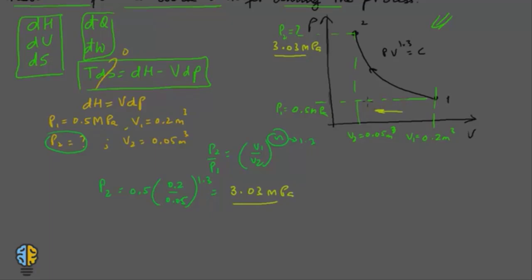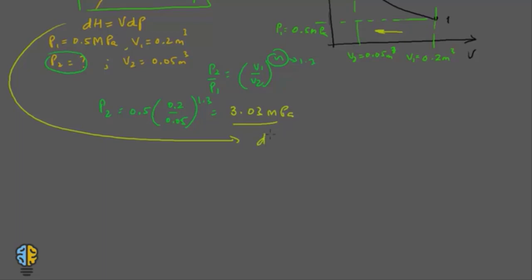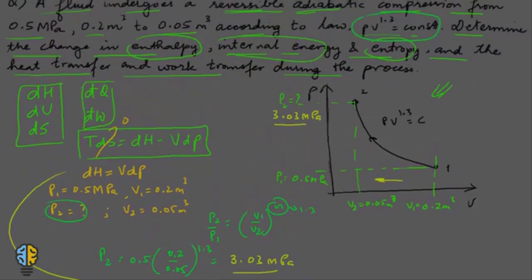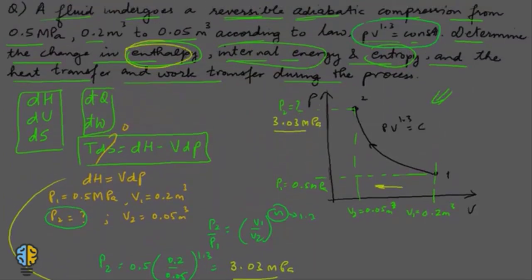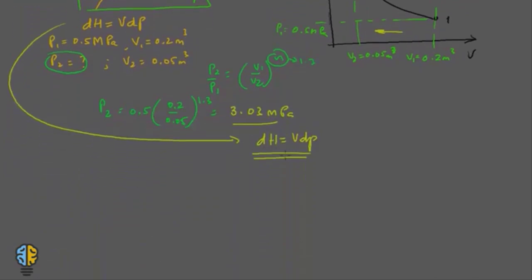Okay, so let's bring this equation to the forefront, and let's say dH is equal to VdP. Now why are we using this? Because we have to find out the change in enthalpy. So let's use this equation now. The change in enthalpy would be equal to the integral from H1 to H2 of dH, which is equal to the integral from P1 to P2 of VdP.